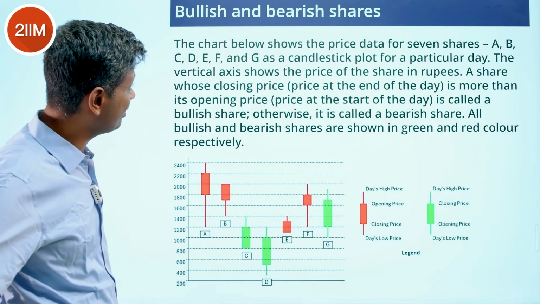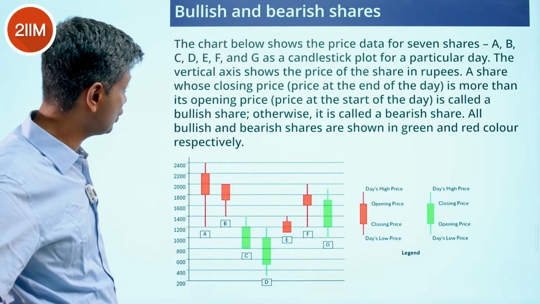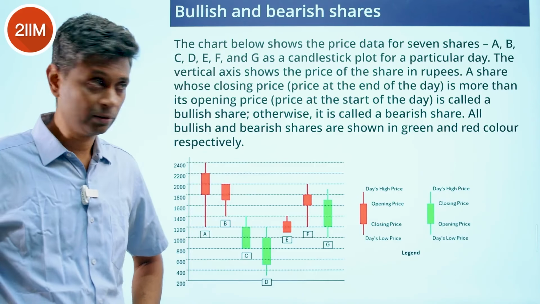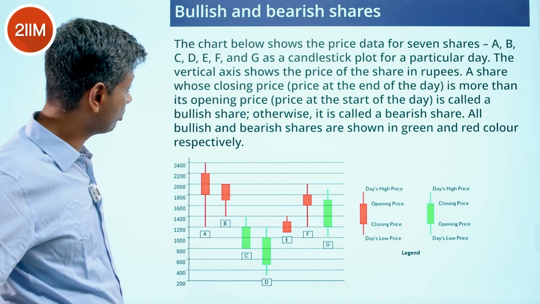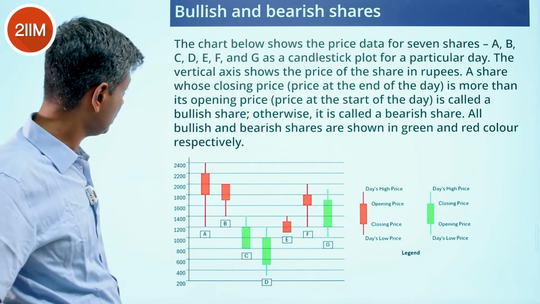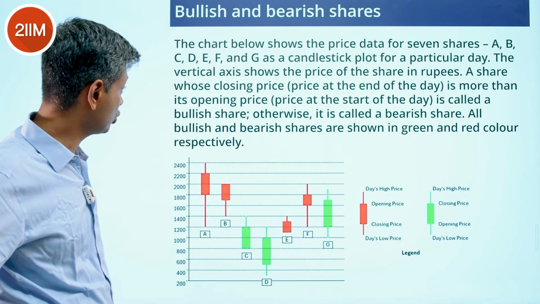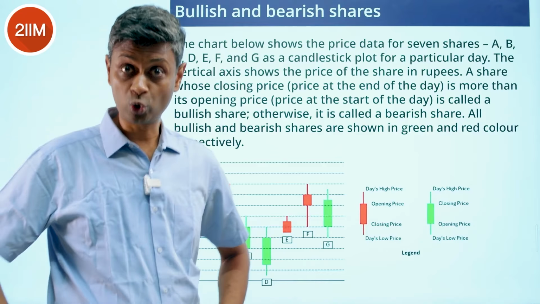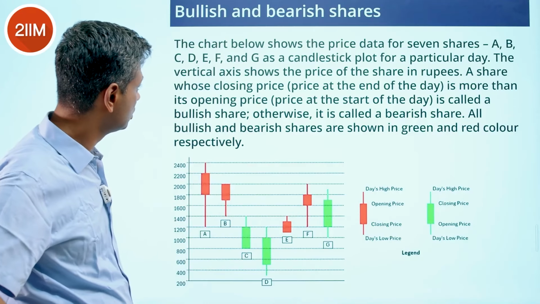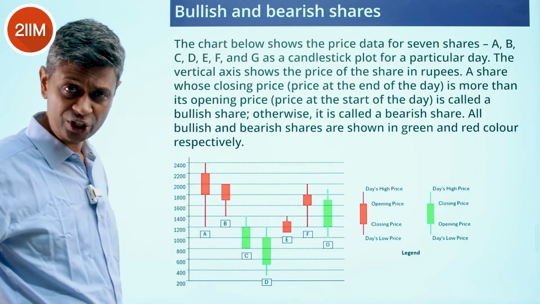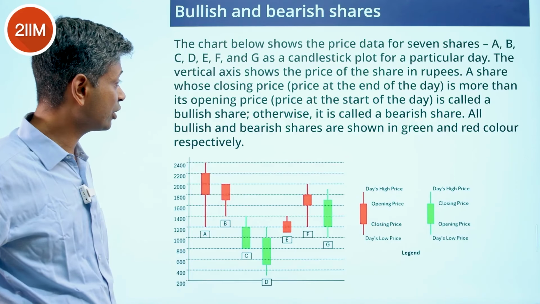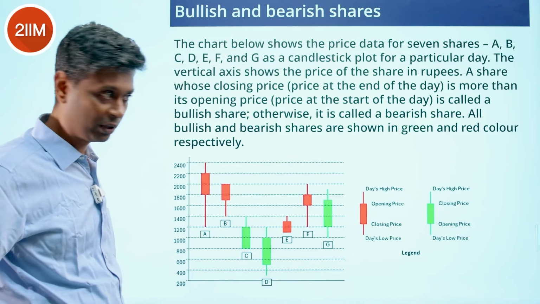The chart below shows the price data for 7 shares A, B, C, D, E, F and G as candlesticks plot for a particular day. The vertical axis shows the price of the shares in rupees. A share whose closing price is more than its opening price is called a bullish share. So the share goes up. Otherwise, it's called a bearish share. All bullish and bearish shares are shown in green and red color respectively.